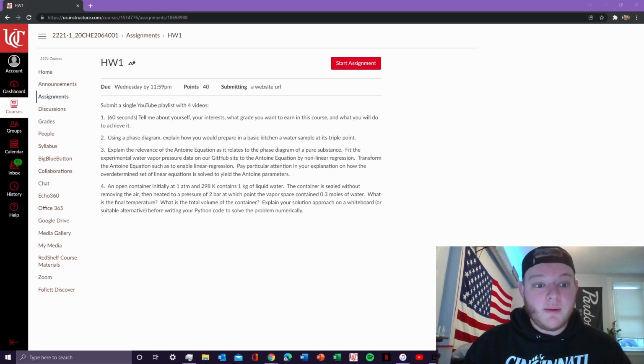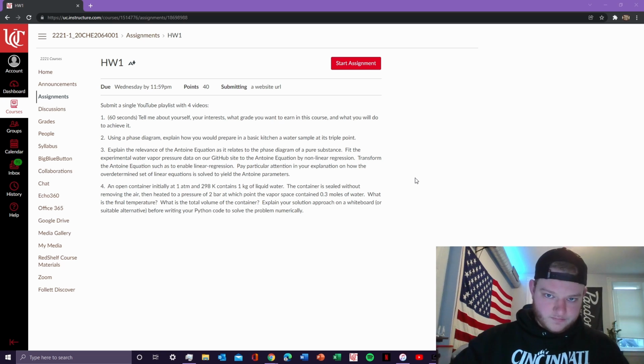So our problem is an open container initially at 1 atmosphere and 298 Kelvin containing 1 kilogram of water. The container is sealed without removing the air, then heated to a pressure of 2 bars, at which point the vapor space contained 0.3 moles of water. So it wants us to find the final temperature and the final volume of the container.